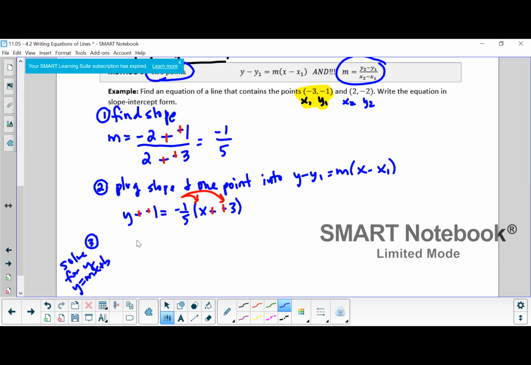So my next step looks like y plus 1 equals -1/5 x. And the -1/5 times 3 is -3/5, because you multiply across the top, which is the 1 times 3, and across the bottom, which is a 5 times 1.